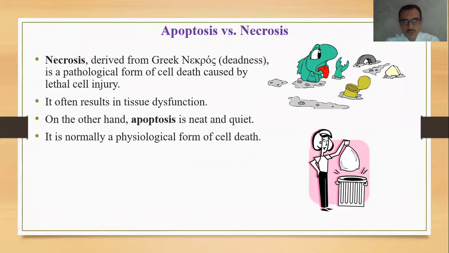Apoptosis in comparison with necrosis. Necrosis, derived from the Greek necros, meaning deadness, is a pathological form of cell death caused by lethal cell injury. It often results in tissue dysfunction. On the other hand, apoptosis is neat and quiet. It is normally a physiological form of cell death.